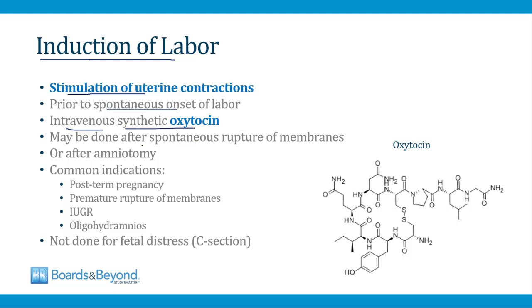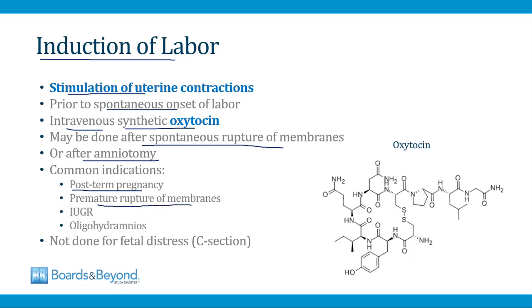Usually this is done after a woman has spontaneously ruptured her membranes if she has not yet started labor, or after an amniotomy, which is when the membranes are manually ruptured by a provider. Some of the common indications, some of the reasons why we induce labor, is, first of all, if a pregnancy has entered the post-term, which is beyond 42 weeks. There are risks to both the mother and the baby if pregnancy enters the post-term, so before this happens, labor can be induced.